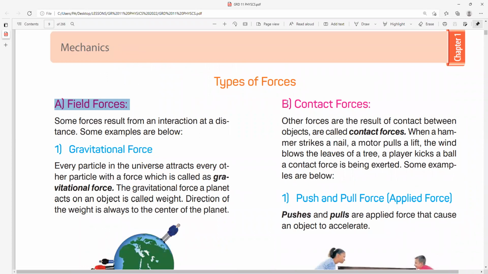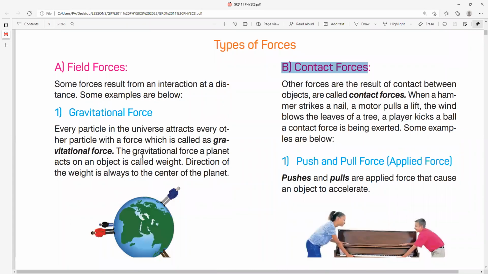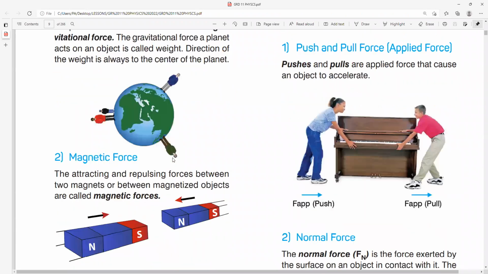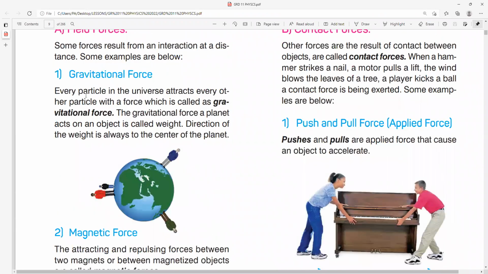Field forces, contact forces. Field forces: gravitational force. You know already from last year, gravitational force, other name is weight. Weight equals gravitational force. Gravitational force on a planet, on an object, is called weight. So this is another definition you should know. Gravitational force or weight. And magnetic, we are using this one, people, in this topic.